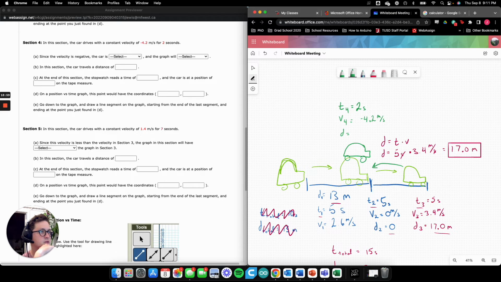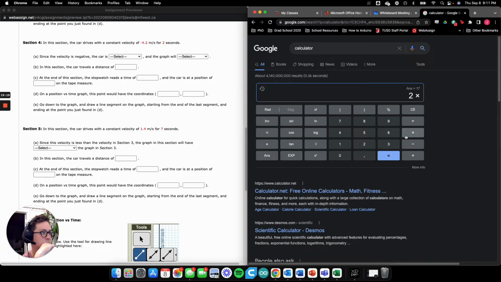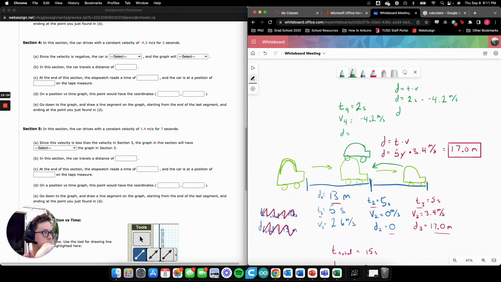So that means we went a distance of, well, let's figure that out. Distance equals t times v. Our time is 2 seconds. Our velocity is negative 4.2. So it'd be negative, the s's cancel out. It'd be negative 8.4. I could have done that in my head. Why did I not do that? Meters. So negative 8.4 meters.